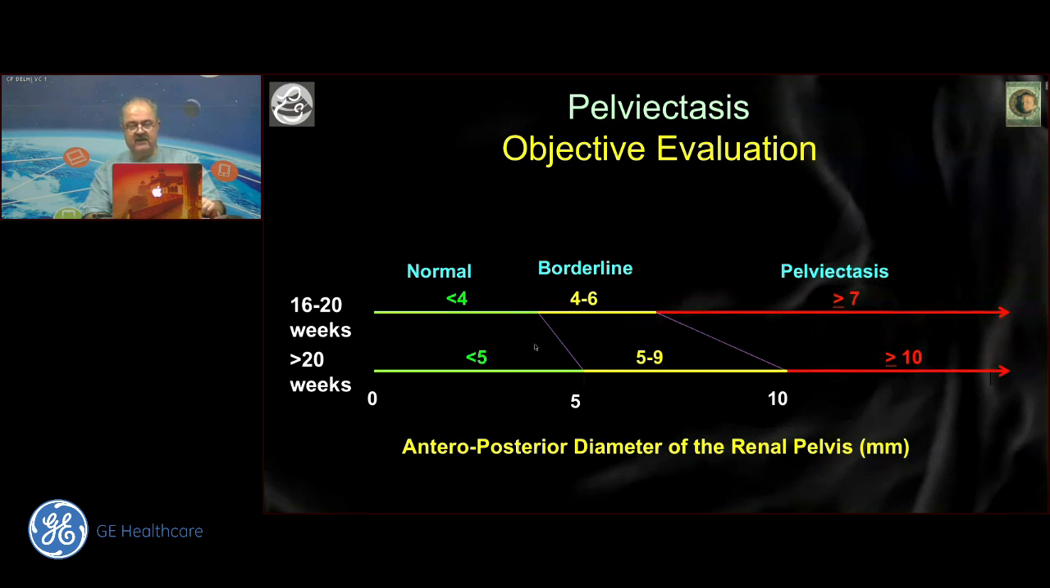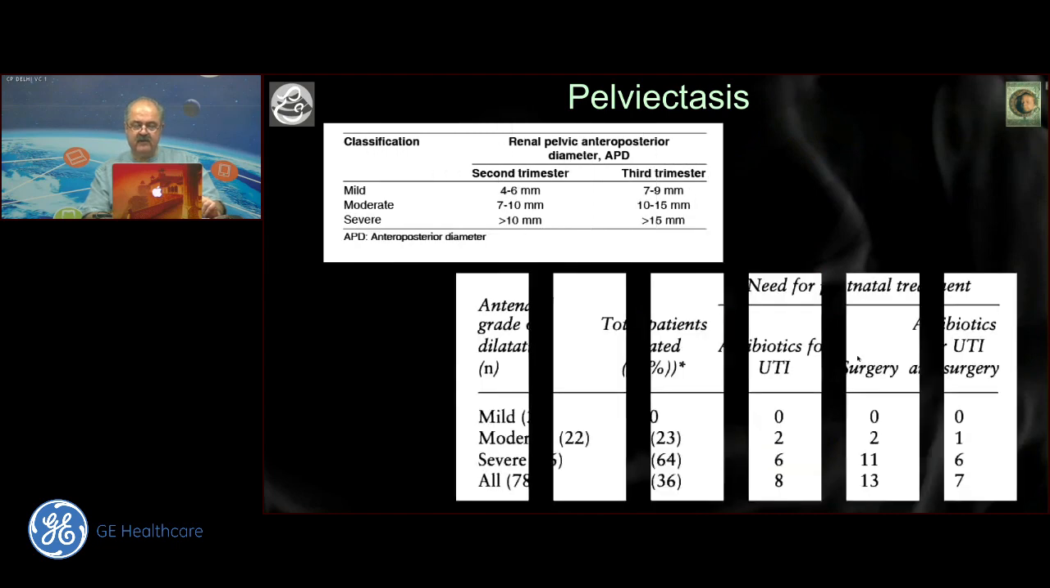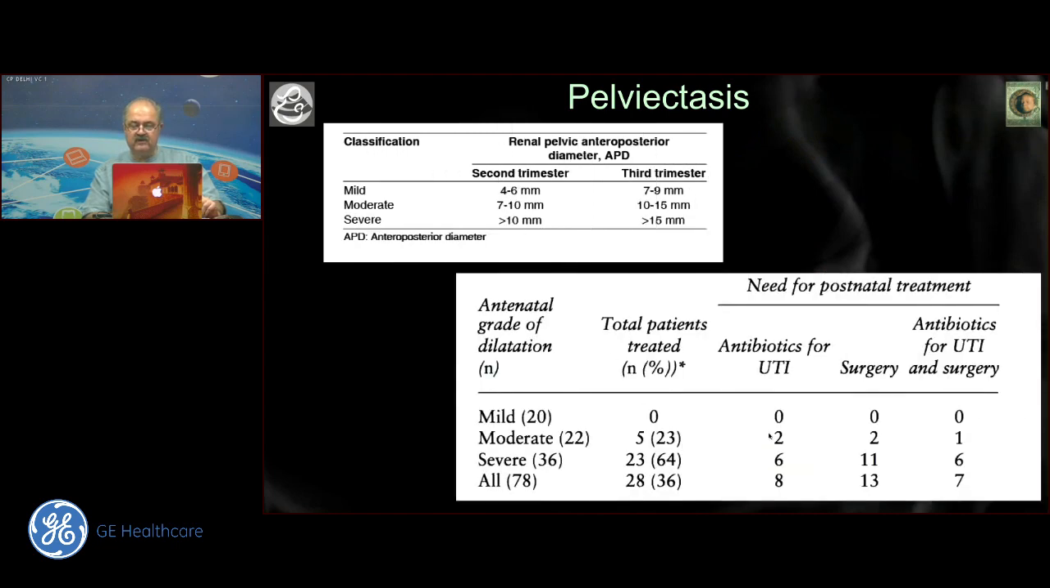20 weeks. He labeled 4 to 6 as borderline before 20 and 5 to 9 after 20, and more than 7 as pelviectasis at 16 to 20 weeks, and more than 10 as pelviectasis after 20 weeks. And this was based on the fact that if you use the 10 millimeter cutoff, which we've used for many years, we do realize that most of them would require no treatment, no antibiotics for UTI and surgery, etc., and no surgery at all if they were less than 10 millimeters. But this was older data.